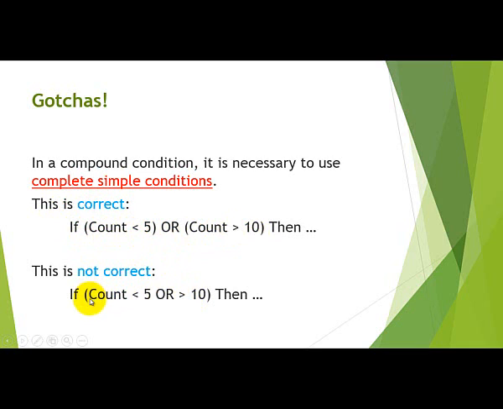What we have is a full condition, count is less than 5, or something is greater than 10. In this case, the right side of the or is not a full condition. You want to make sure that they are full conditions on each side of your logical operators. So count is less than 5 or count is greater than 10.